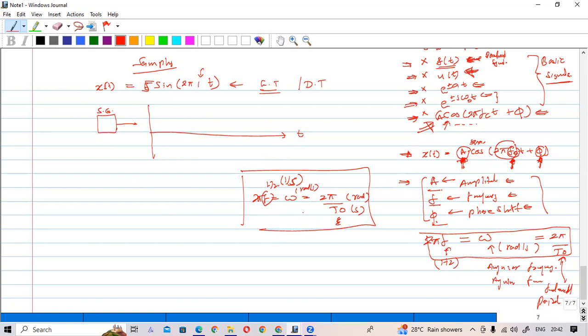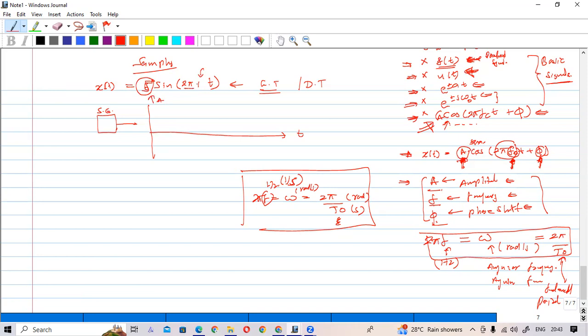Now tell me, if you consider this signal, this is a sinusoidal signal. I told you that this can be cos or sine, okay? So definitely this is a sinusoidal signal, and this will be the amplitude. 5 is the amplitude, okay.